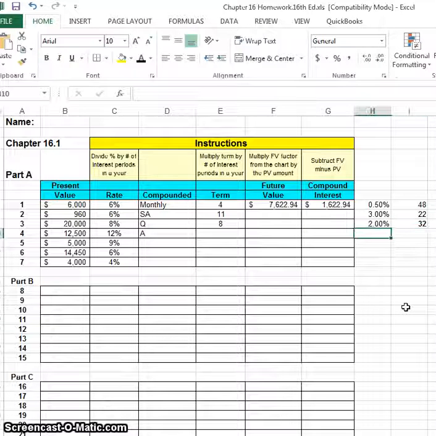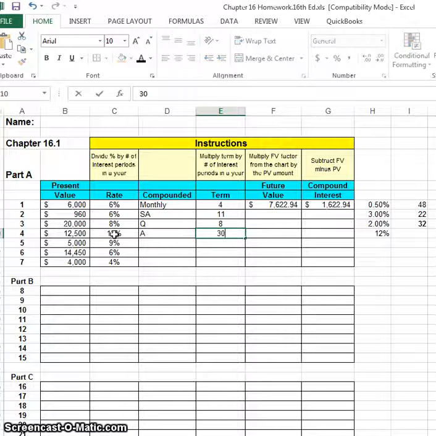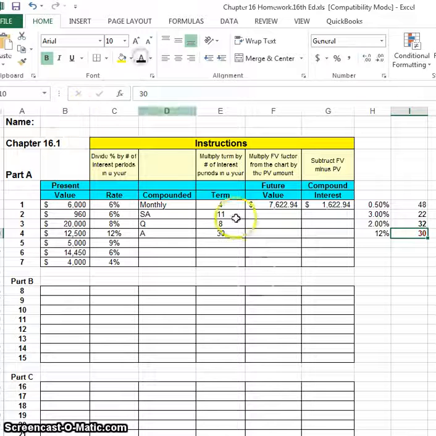Now when you have an annual compound interest, you do not need to do anything to the percent. It'll simply be 12%. And you don't need to do anything to the years. So 30 years is going to just stay over here, 30 years. Alright, so now we've done one of each type here.